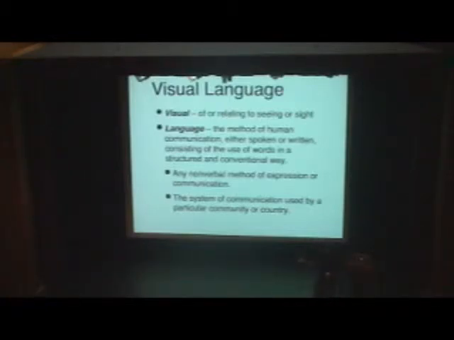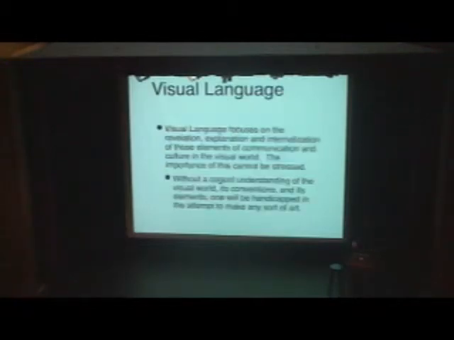Okay. What we're most interested in is this part here, the system of communication used by a particular community. We're a particular community of artists, right? So there are things that we have in common as artists that we need to share, and it's the way that we communicate about our work. So this is really the charge of this class, or the mission of this class. You guys can read that. But the most important thing is, without a cogent understanding of the visual world, its conventions, and its elements, one will be handicapped in the attempt to make any sort of art.